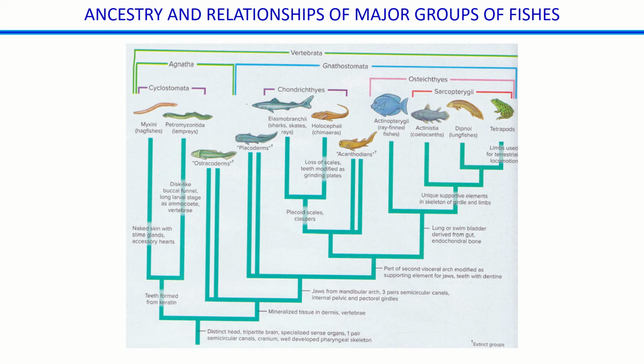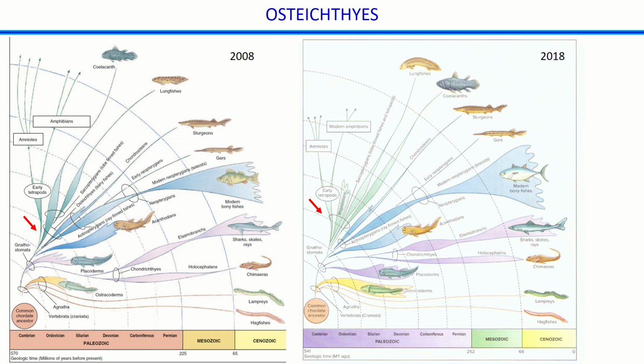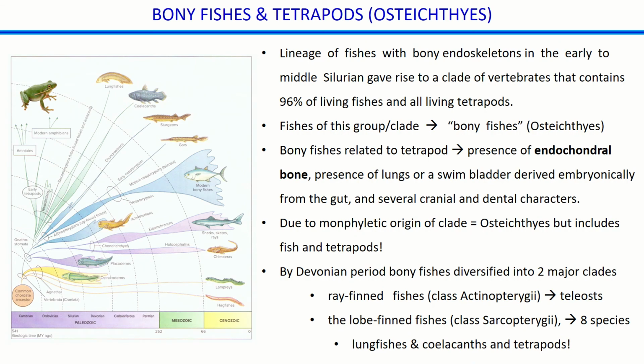Actinopterygii, which are the ray-finned fishes. Okay, large group, lots of different individuals, lots of species. This is where we're differentiating within Actinopterygii, and there, the major group is the teleosts. Then with the Sarcopterygii, we've only got 8 species. The Sarcopterygii are the coelacanths and the lungfish, only 8 species. But they are closely related to the tetrapods.